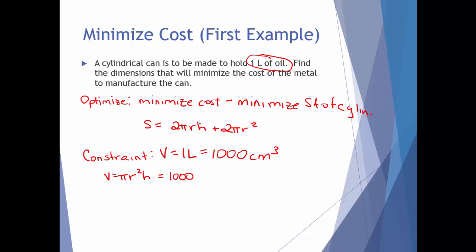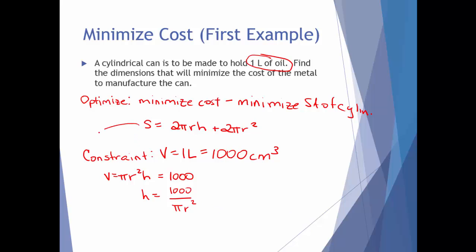So notice that our optimization equation has too many variables again. S is not a function of just H or just R. So we have a constraint equation that also contains R's and H's. What we need to do is solve for one of the variables and substitute into the optimization equation. I'm going to solve for H because it does not contain a square, and therefore I do not have to worry about square roots. So H is equal to 1,000 over pi r squared.